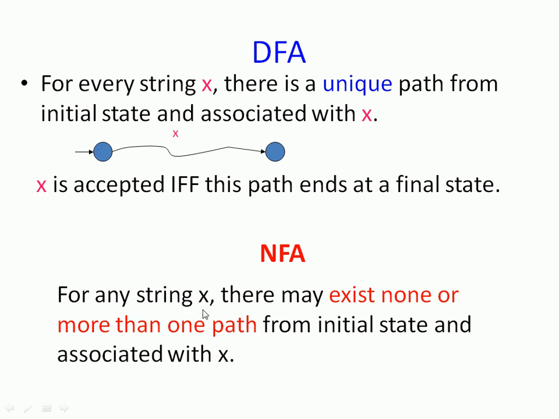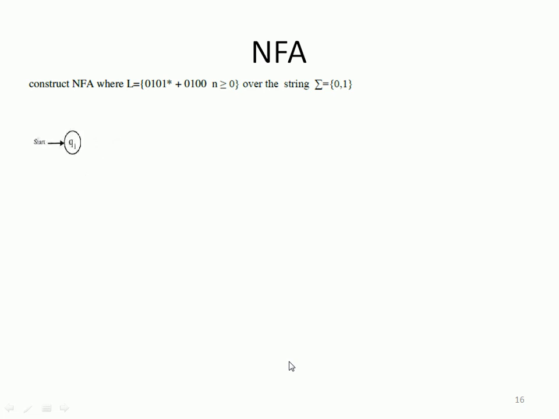For a non-deterministic finite automata, for any string x there may exist no path, or more than one path, from the initial state to the final state. Here there can be 0 paths or more than one path, and that we call a non-deterministic finite automata. I am going to discuss non-deterministic finite automata in detail in the subsequent discussion. Right now I am going to elaborate on this.